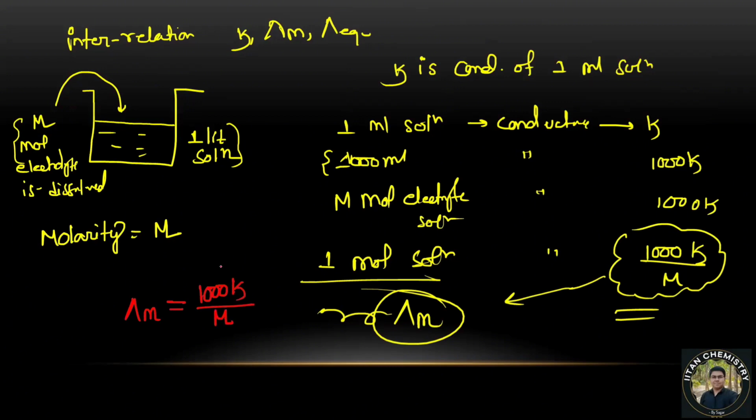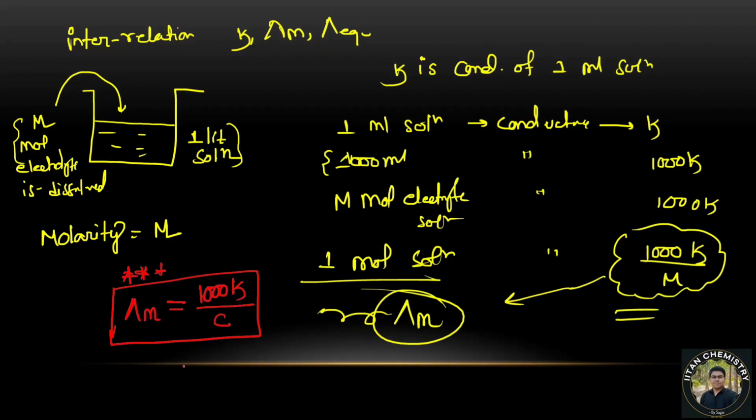Or sometimes it is written in books as 1000 kappa by c. So m is replaced by c. It is 1000 kappa by c. It is a very, very important equation. So many MCQs, so many numericals arise from there.